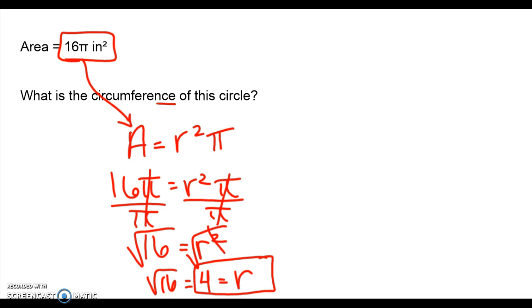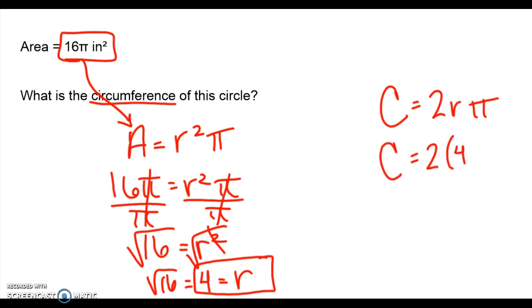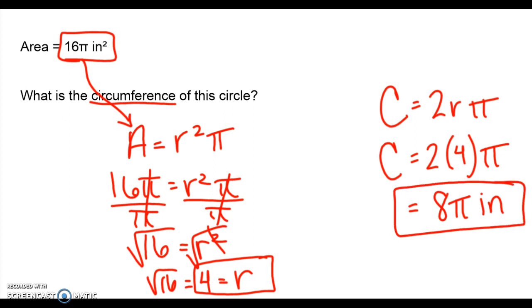Now, they're asking for the circumference, so I need to go to my circumference formula and plug in my radius. So I have circumference equals 2 times 4 times pi. So my circumference ends up being 8 pi inches. Notice that I did not use inches squared. I left it as inches because circumference is the distance around, right? We're not talking squared units, we're just talking about regular units here.